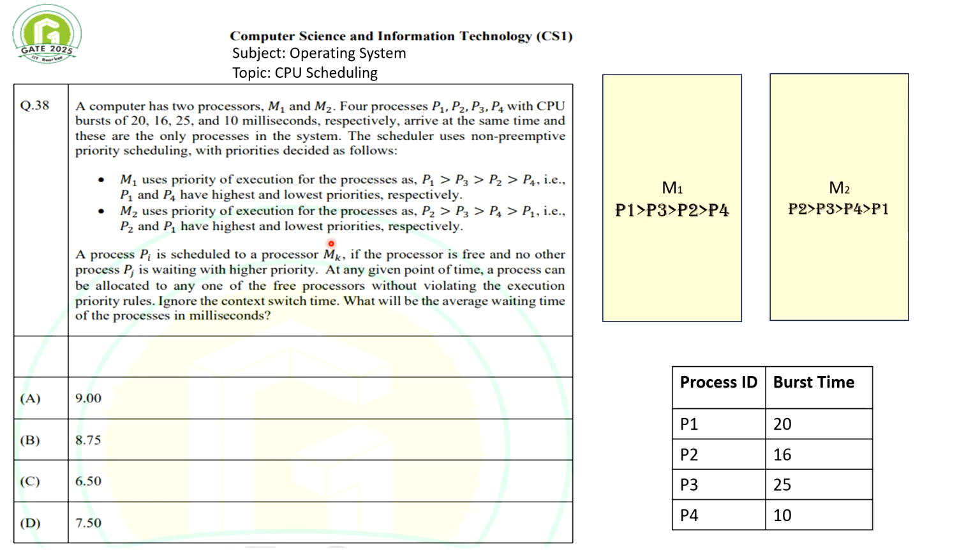So this question is from the operating system subject, from the CPU scheduling topic. We have been given two processors, M1 and M2, and the priorities for M1 and M2 are as shown, and the CPU uses non-preemptive priority scheduling. That means once a process is scheduled in the CPU, it cannot be forcefully preempted or removed. And we have four processes, all of which arrive at the same time. Assume that they are all in the system from time 0 onwards, and the burst times are indicated against each process.